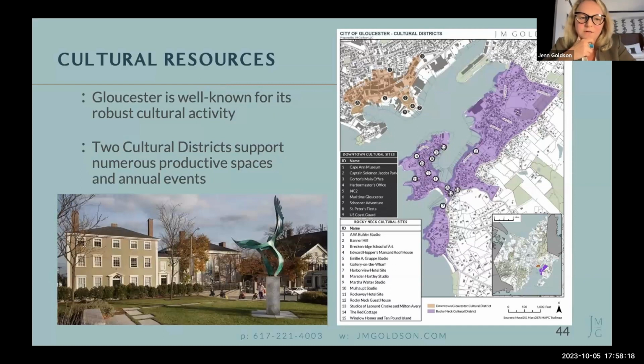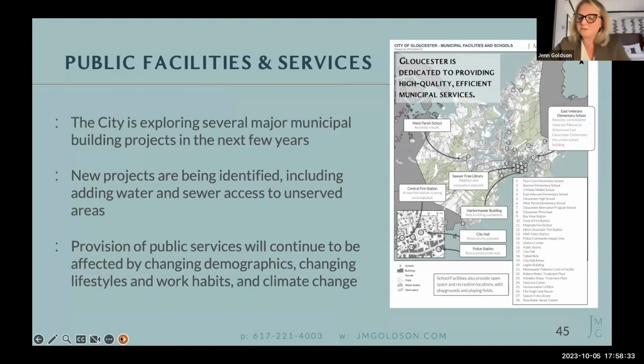It's really quite impressive. You do have two cultural districts. You have your downtown, and then you have your Rocky Neck. All right. I think that's roughly all I wanted to say on that slide. There's certainly more to say on cultural resources in general, but of course we can't get into too many details right now.